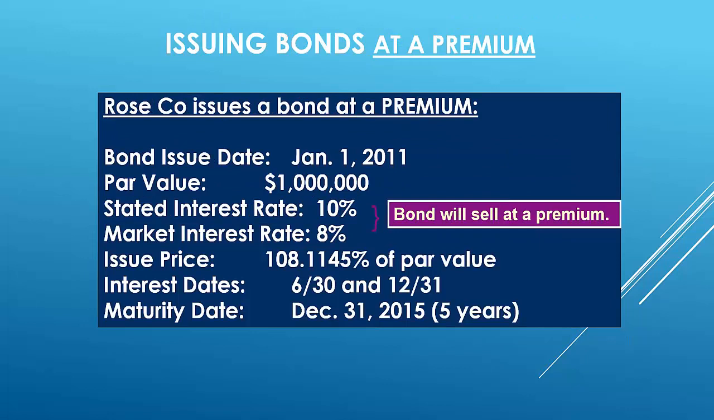Okay, so I've skipped forward a couple of slides, and I'm now going to issue this at a premium. So in this case, my par value is still that $1 million. My stated rate is the 10%, but now the market's only paying 8%. So me, as a smart investor, goes, woo, look, this bond is paying 10%. I can only make 8% everywhere else. I'm buying this bond. And the bond people that are issuing it go, whoa, whoa, whoa, not so fast. You're going to have to pay a little bit more because I'm paying a higher interest rate. So what does that look like?